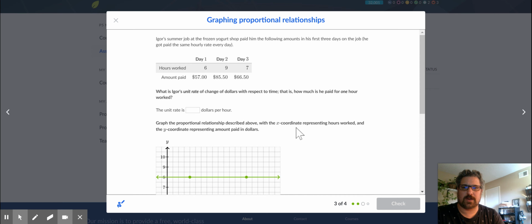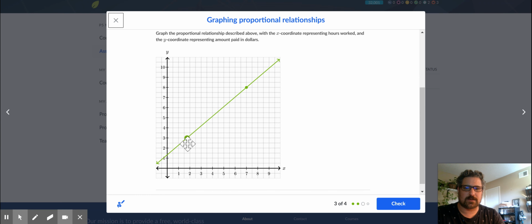Okay, on the next one here, it says that in 6 hours, they earn $57, 9 hours, $85.50. So let's just first figure out the dollars per hour. So if you have $57 in 6 hours, then you're getting paid $9.50 per hour. So that means that the multiplier is going to be 9.5. So it says the unit rate is how many dollars per hour? It would be $9.5 per hour.